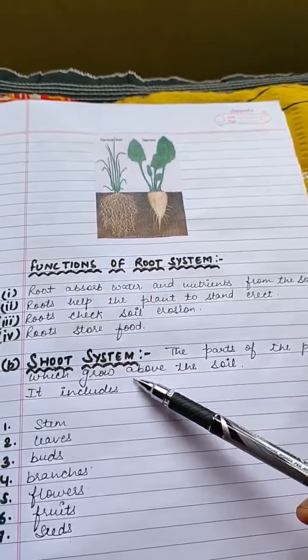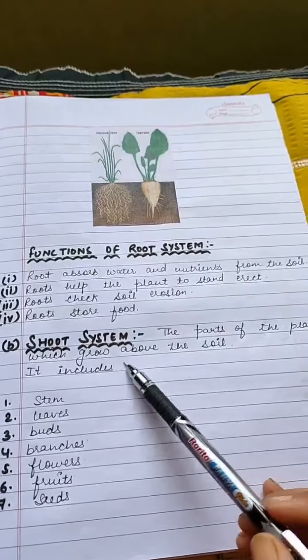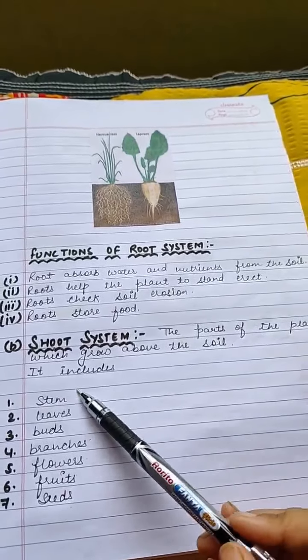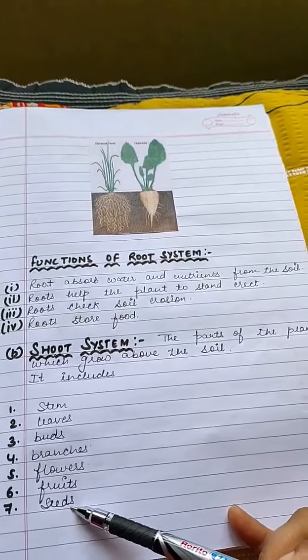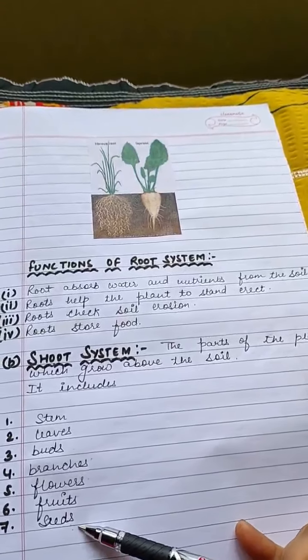Now the next system is shoot system, which includes the parts of the plant which grow above the soil. It also includes stems, leaves, buds, branches, flowers, fruits and seeds, and they all have different functions which we will discuss in our next video.